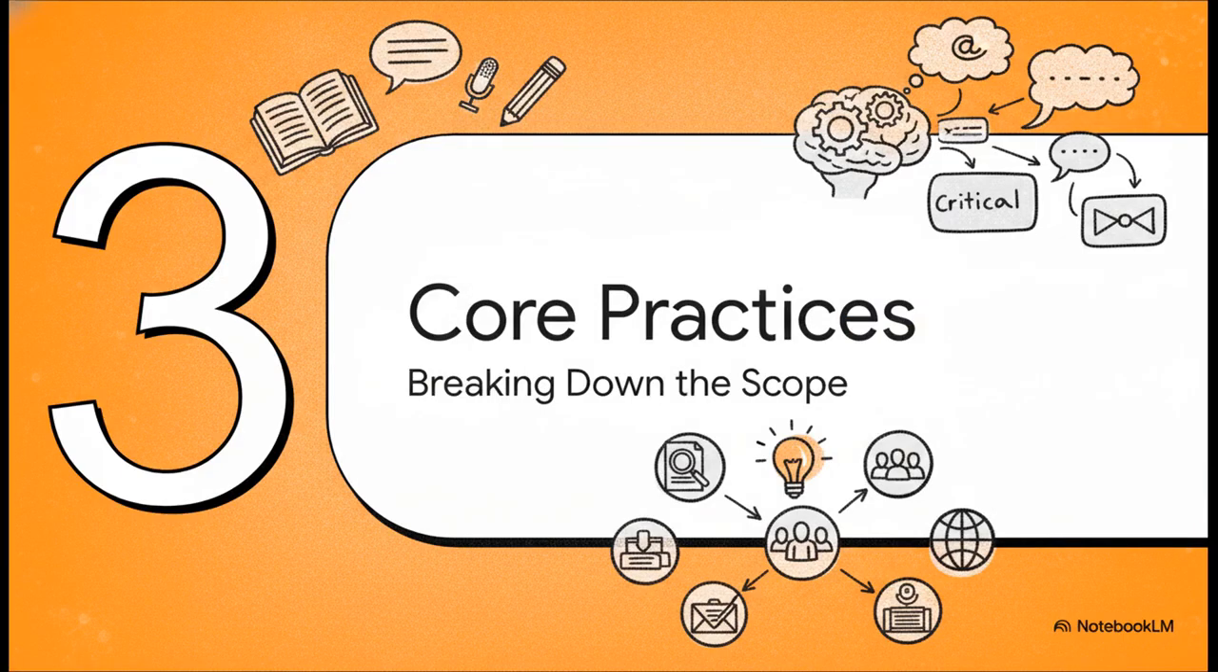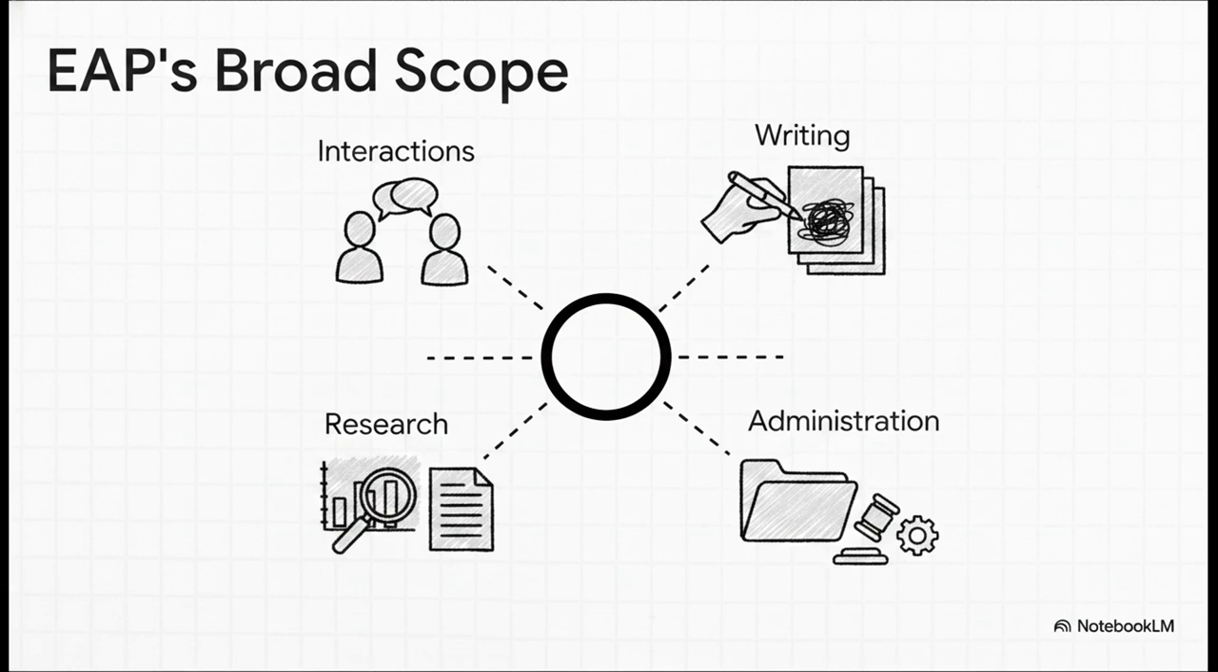Section 3, Core Communicative Practices, breaking down the scope. So, we know what EAP is, and we know why it's so essential, but what does it actually cover in practice? Spoiler alert, it's much broader than just teaching someone how to write a good 5-paragraph essay. The scope of EAP covers 4 massive areas of academic communicative practice.